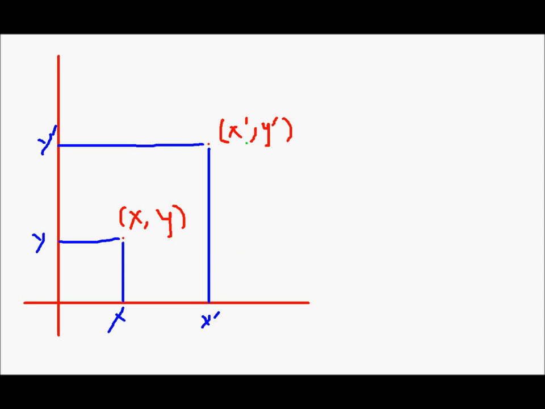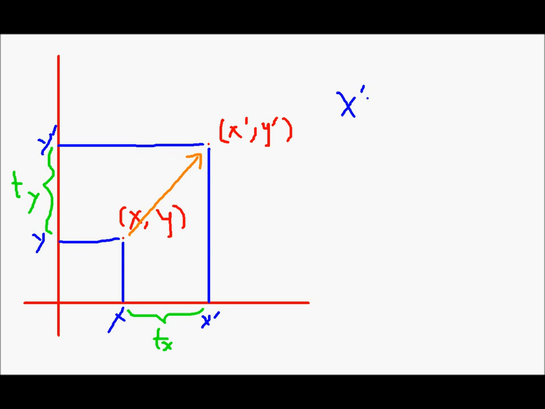I obtain the new location x dash comma y dash by adding this distance to x and this distance to the old y. We'll call this distance tx, and let's say this distance is ty. This is tx. So we translated x comma y to x dash comma y dash by adding tx to x and ty to y. We'll write the equations.